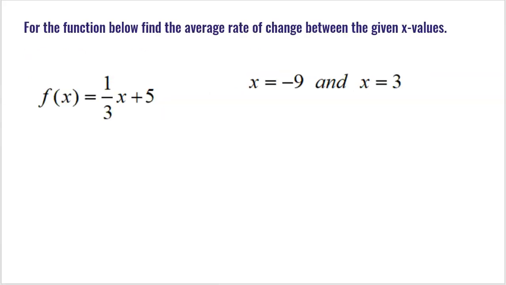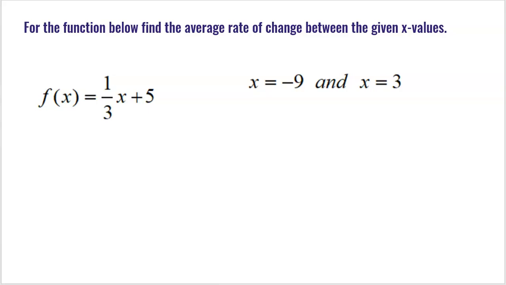Here's a basic, really simple example with a linear function. We have the linear function f of x equals 1/3 x plus 5. A question might say, find the average rate of change between x equals negative 9 and x equals 3. The first thing you have to do is find the corresponding y coordinates. So plug negative 9 into the function to get the output, plug 3 into the function to get the output, and generate the 2 points.